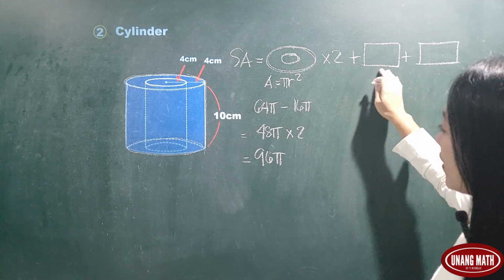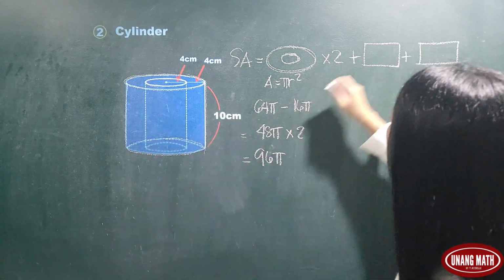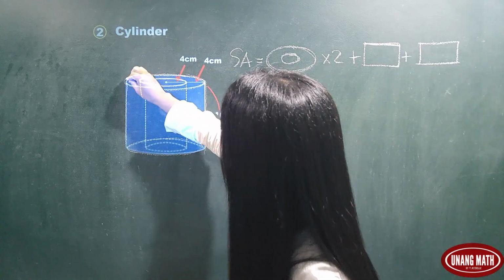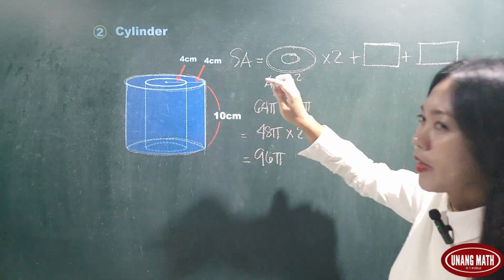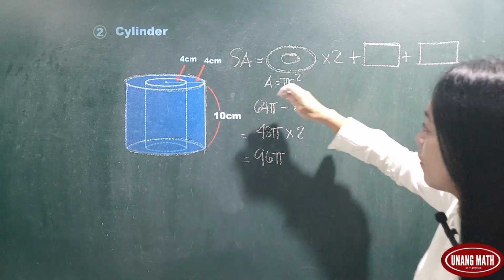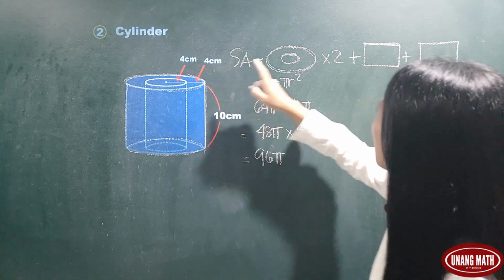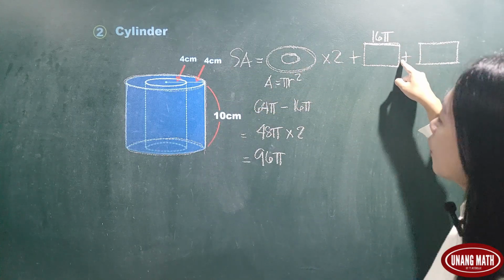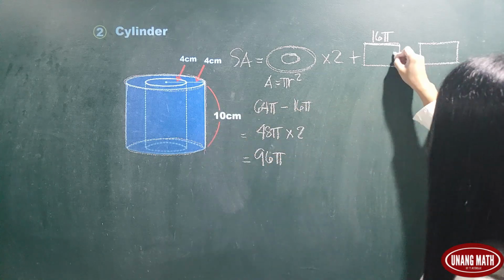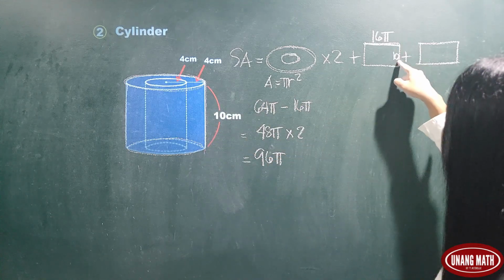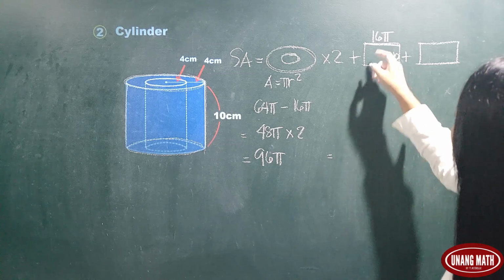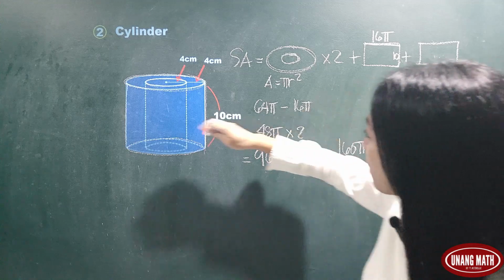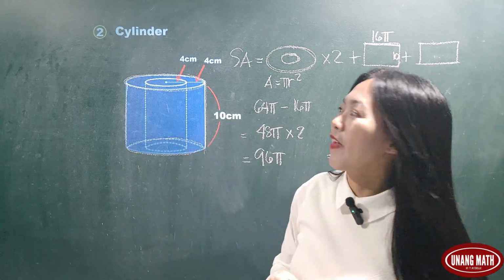Let's move on to the lateral face of this cylinder. This length is equal to the circumference of this circle. So it's going to be 2 pi times the radius. Radius is 8, so 2 times 8, 16. So 16 pi. And the width would be 10. So 16 times 10, so this is equal to 160 pi.